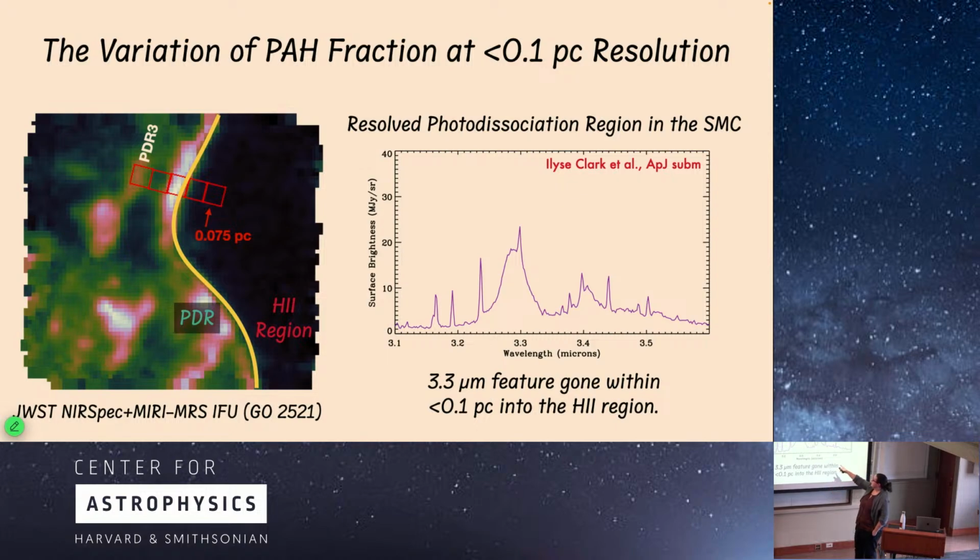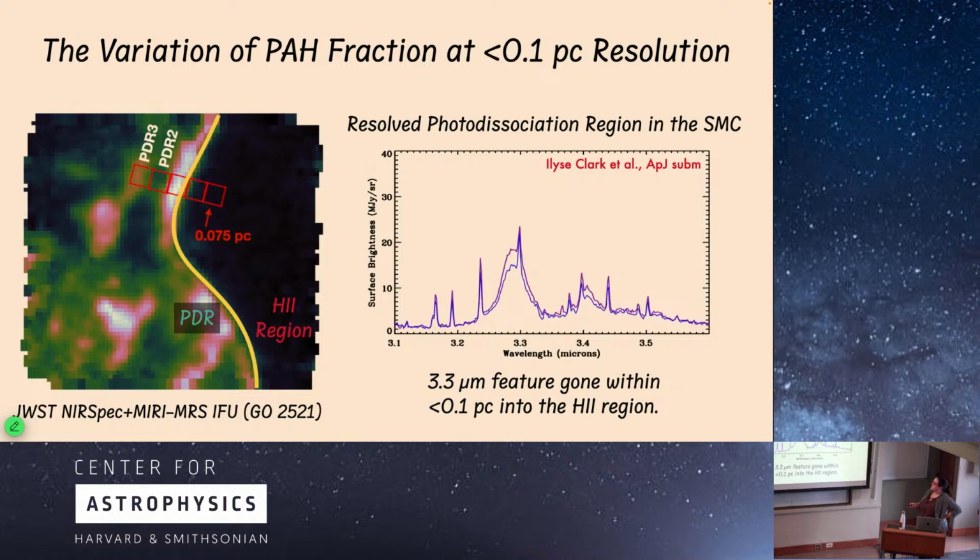Over here I'm showing the spectrum from this box right here. And you can see a perfectly lovely 3.3 micron PAH feature. So I'm going to step into the H II region now in steps of something like 0.06 parsecs.